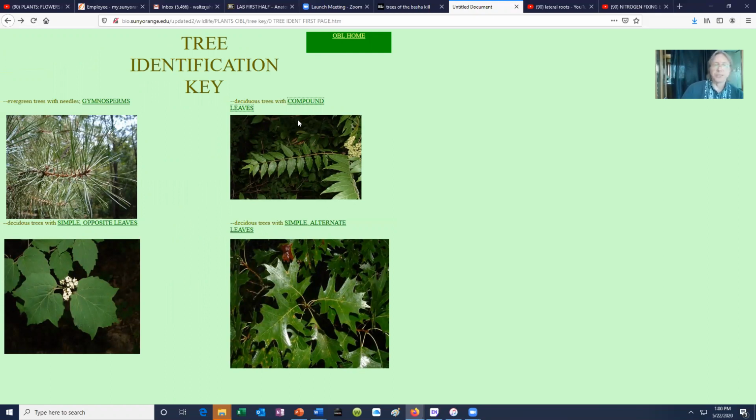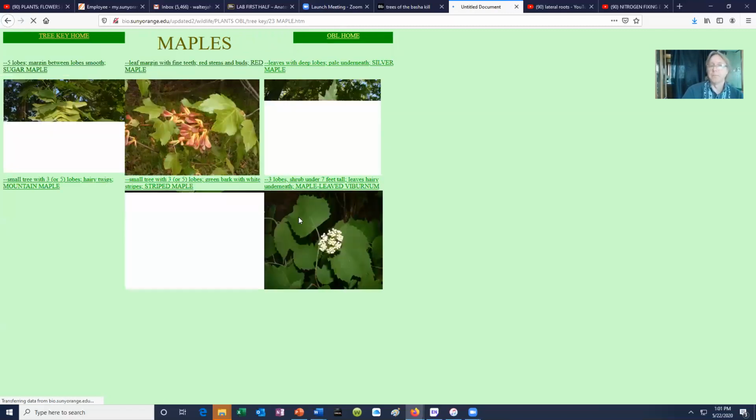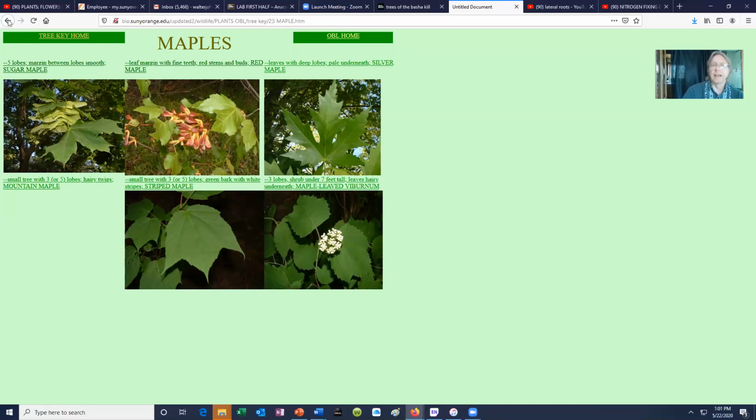Some leaves are simple, they're not compound. So the bud would be at the base of this, but they're what's called opposite. So when you have the branch, when one leaf goes out this way, one is going out in the opposite direction. So it has simple opposite leaves. And then you could look at that further to see whether it's a maple, a viburnum, etc. These all have opposite leaves.